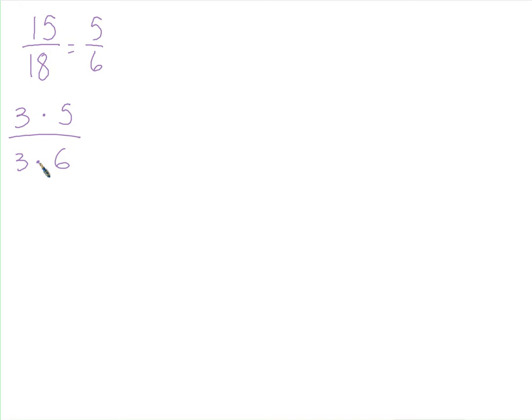Well, I have two numbers that are multiplied in the numerator, like what I do when I multiply two fractions together. So what I do is make this two fractions. And if I multiply straight across, I get 3 times 5 over 3 times 6, right? And that would be the same as 15 over 18, right?